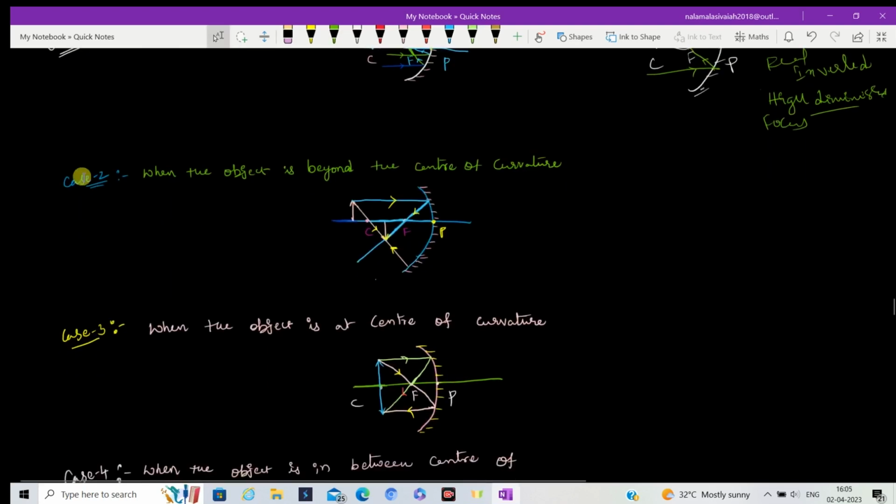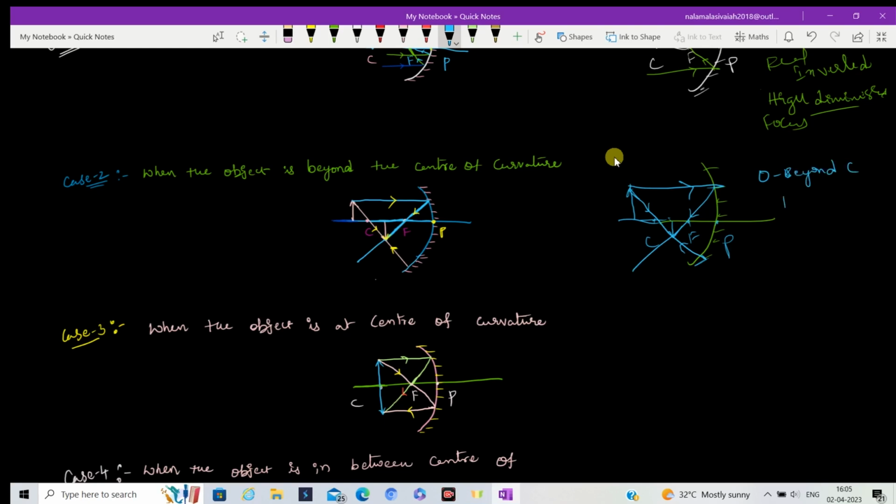And coming to the second case, when the object is placed beyond the center of curvature. Taking the pole, focus and center of curvature, if I place the object beyond the center of curvature, one light ray I am taking passes through the focus, another passes through the center of curvature. Then they meet, and the image is formed between the center of curvature and the focus.